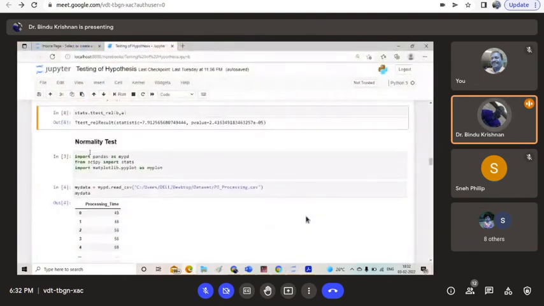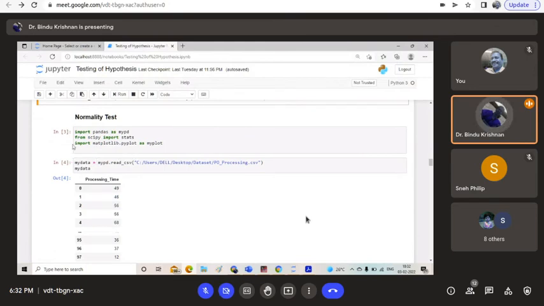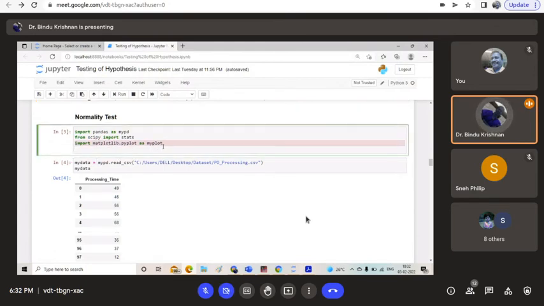Now moving to the normality test. Here I used one more package, Matplotlib. I hope you are familiar with that. What is the use of this Matplotlib? Yesterday someone said, yeah, plotting. Yeah, I took one plot.